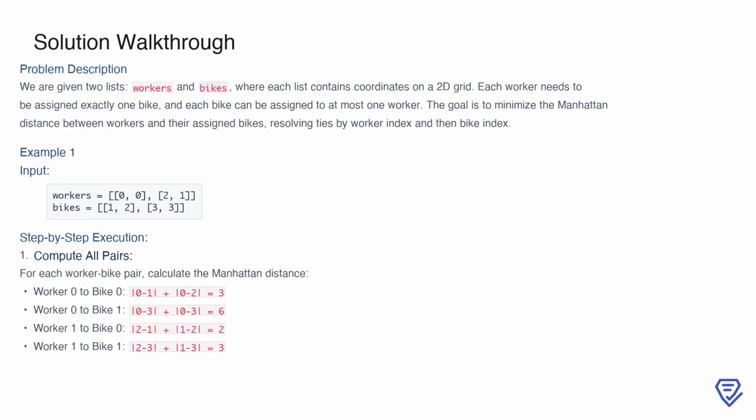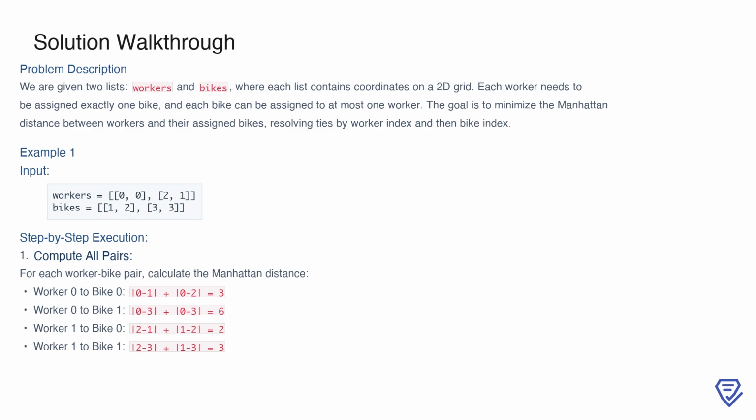In this problem, we aim to assign bikes to workers on a 2D grid in a way that minimizes the Manhattan distance for each assignment. Each worker must be assigned exactly one bike, and no bike can be assigned to multiple workers. To break ties, we prioritize assignments by worker index first and then by bike index. For example, given the workers at coordinates [0, 0], [2, 1], and bikes at [1, 2], [3, 3], we start by computing the Manhattan distances for all worker-bike pairs.